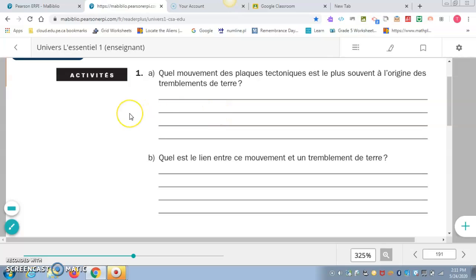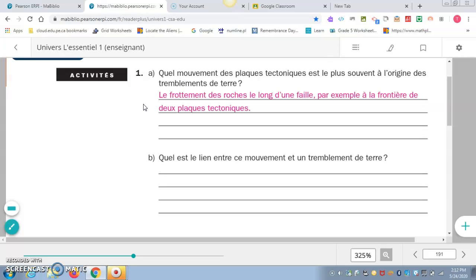Alors, ça dit, question numéro 1A. Quel mouvement des plaques tectoniques est le plus souvent à l'origine des tremblements de terre? So, which movement, we discussed a few of them when we talked about tectonic plates. So, which one is the main cause of earthquakes? And we know it's frottement. Le frottement des roches le long d'une faille, par exemple, à la frontière de deux plaques tectoniques.